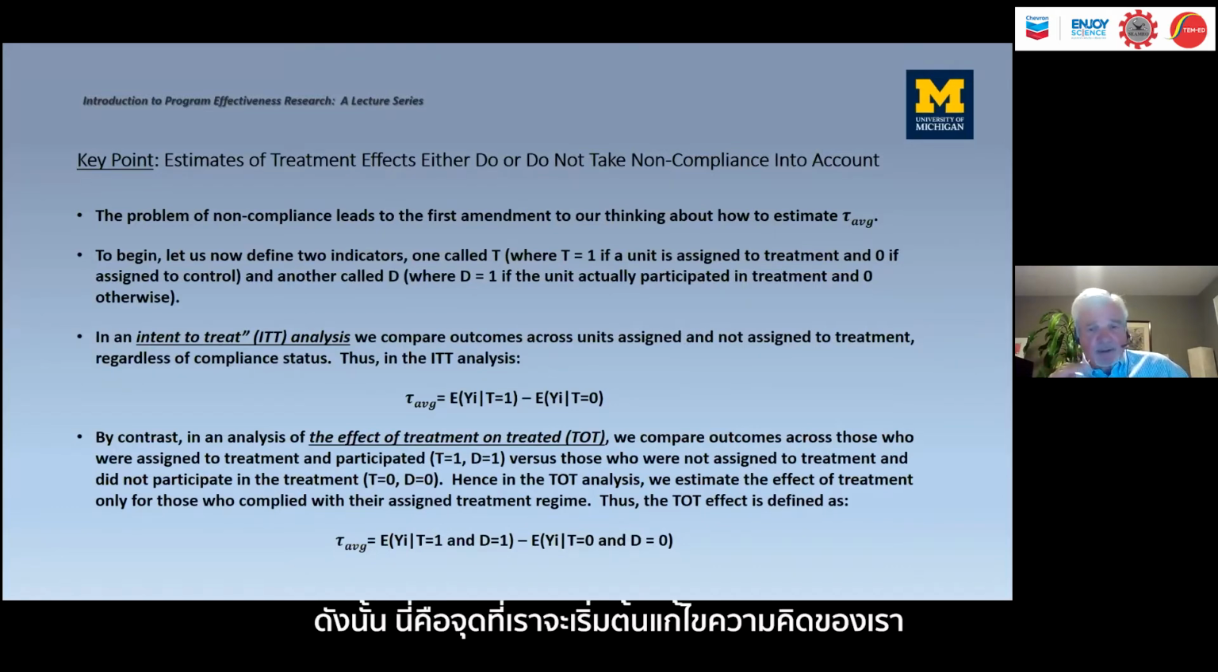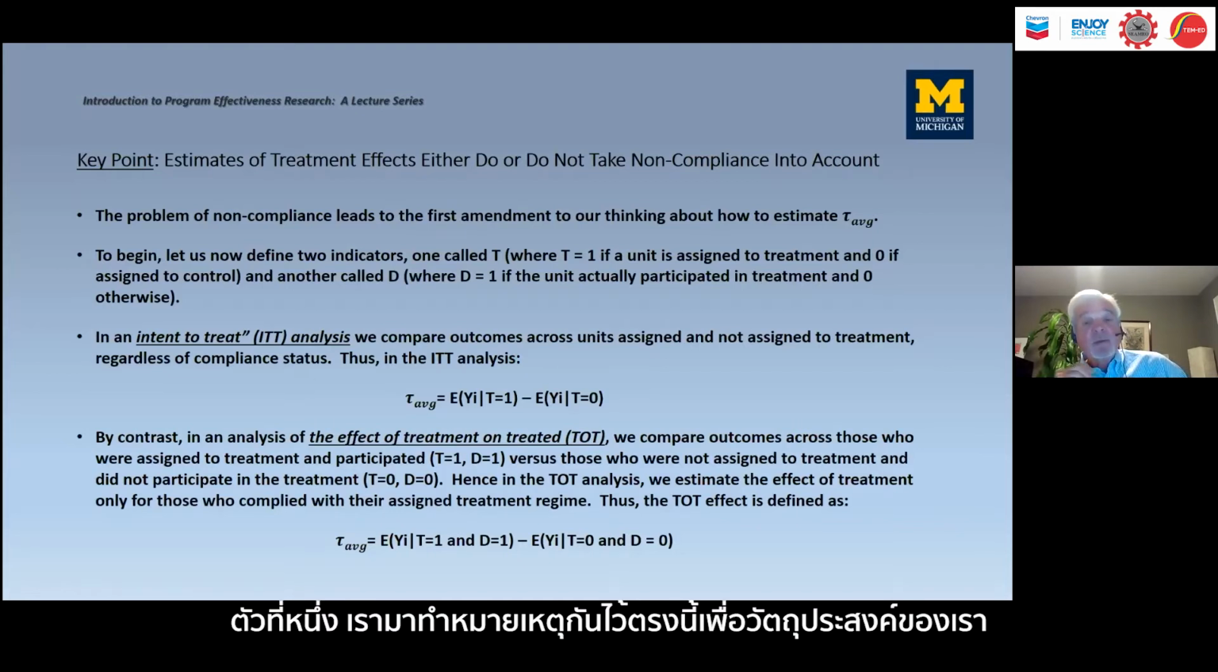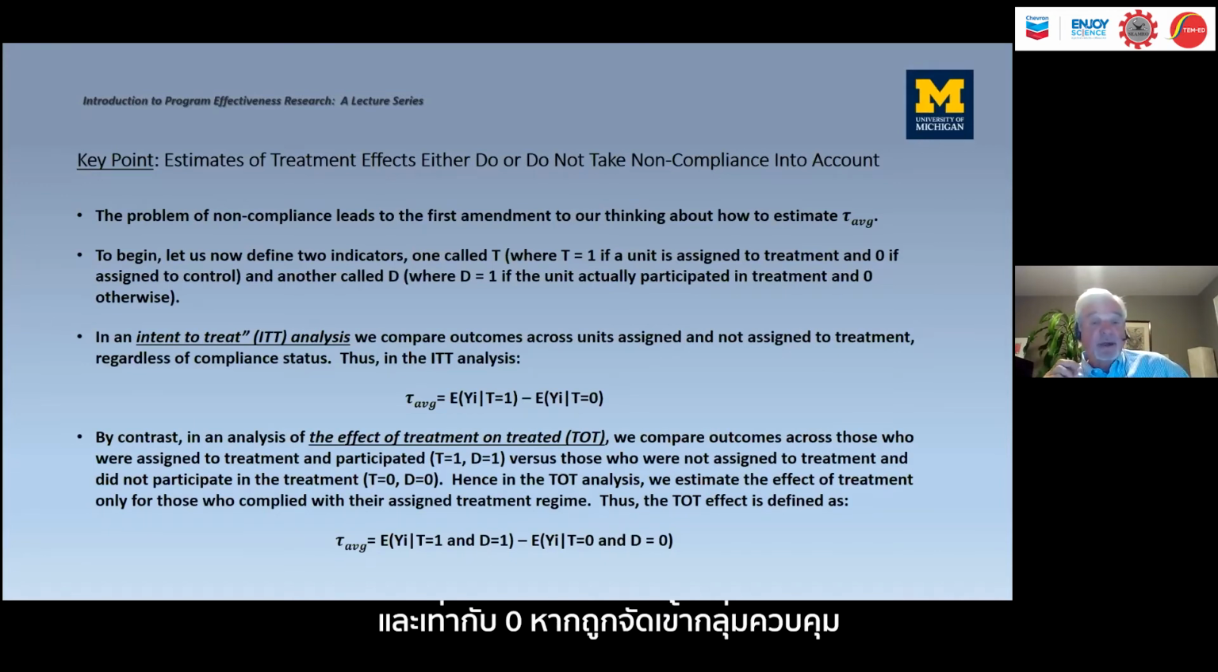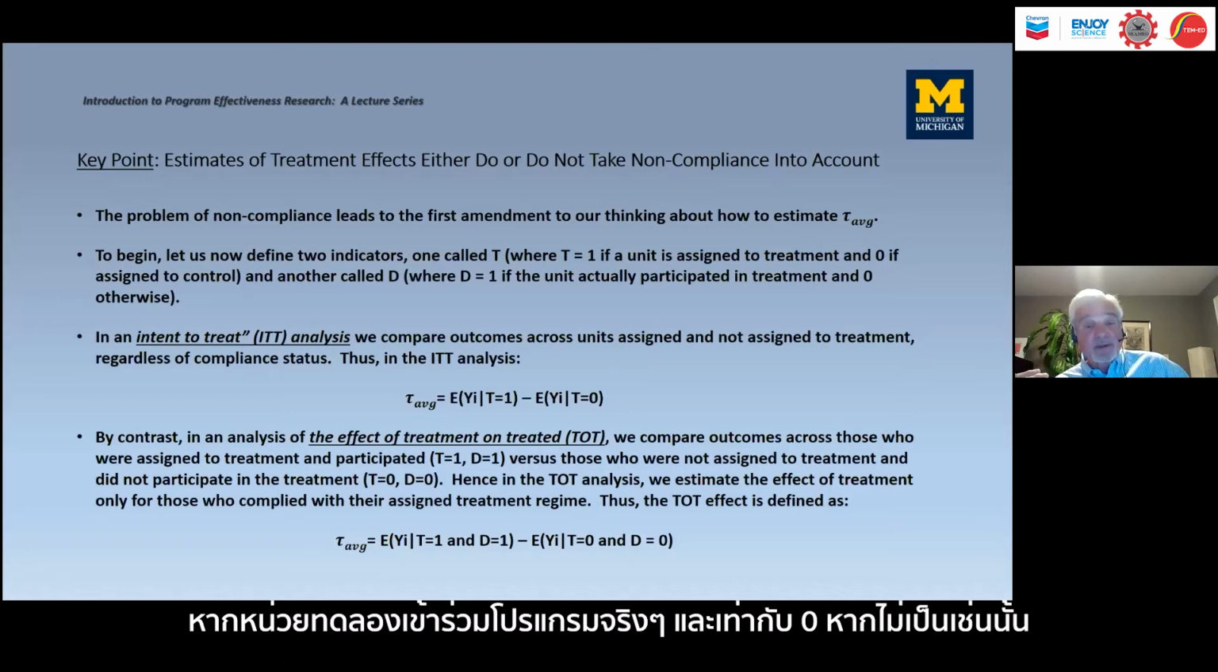And so this is where we begin to amend our thinking about how to estimate the average causal effect of a program. So to begin, let's define two indicators of treatment. One, let's just denote here for our purposes with a T, where T is 1 if the unit is assigned to treatment and 0 if assigned to control. And another is called D, where D is 1 if the unit actually participates in the treatment and 0 otherwise.